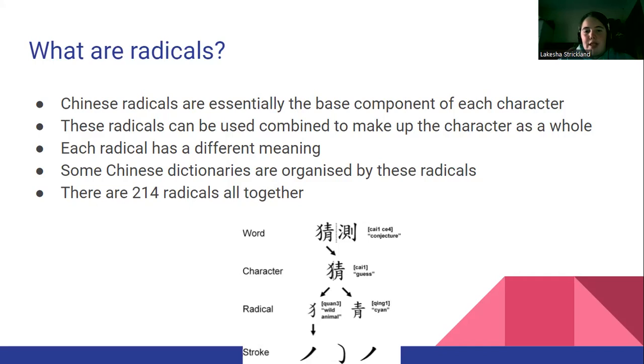Some Chinese dictionaries are actually organized using radicals, so words can be grouped together like that. And there are 214 radicals altogether when I'm filming this. Some new ones may come and go because the language is still very fluid. It changes a lot. So 214 as of this video. Don't sue me if it's wrong when you're watching it.